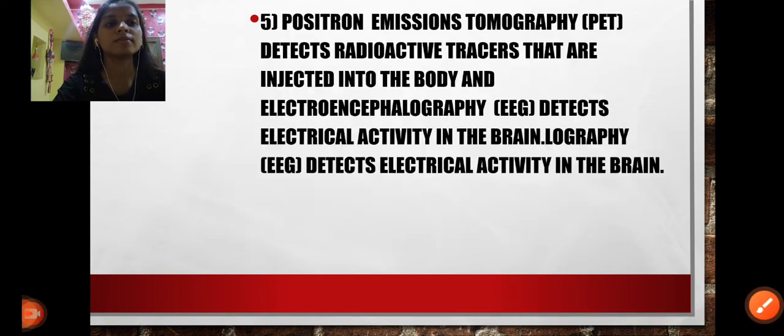Then the fifth application is positron emission tomography, which is used to detect the radioactive tracers that are injected into the body, and EEG detects the electrical activity in the brain.